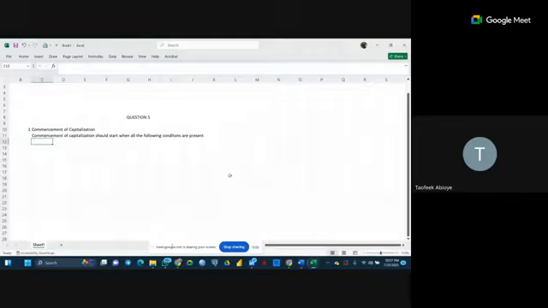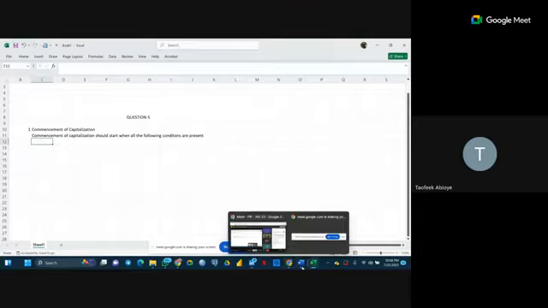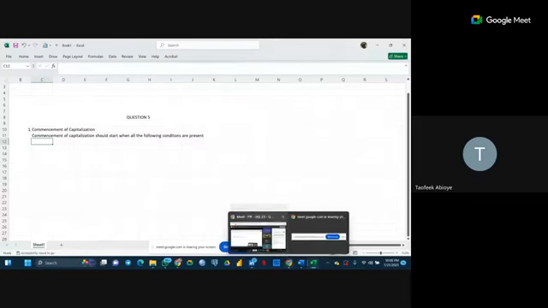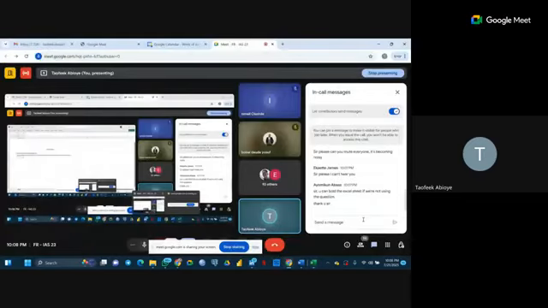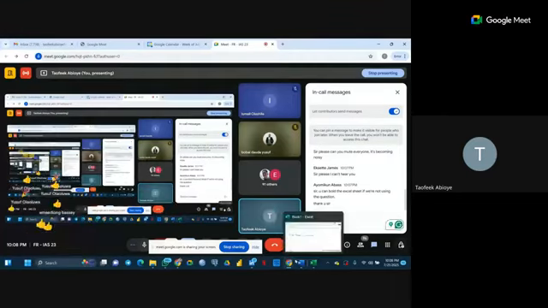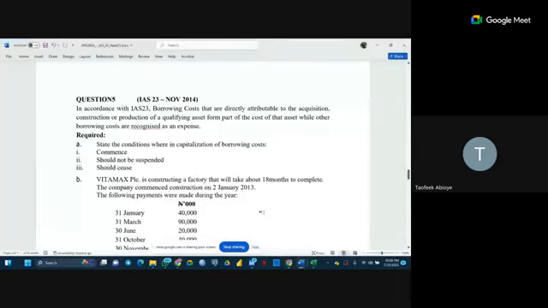So I'm thinking we should solve the calculation part. The written aspect will be sent to the group chat together with the calculation part so that we can save our time. I don't know if that is okay by us. Okay, so let's move to the calculation part.